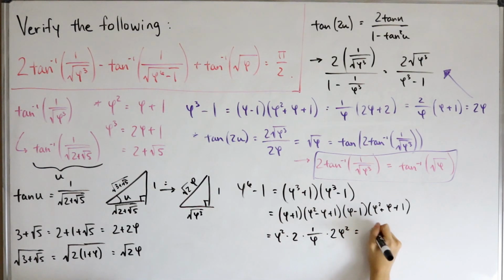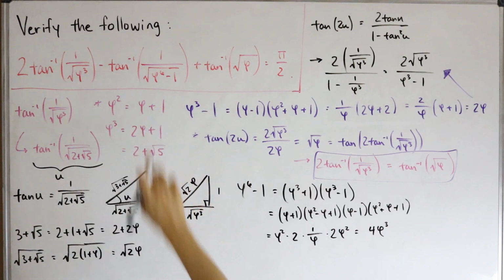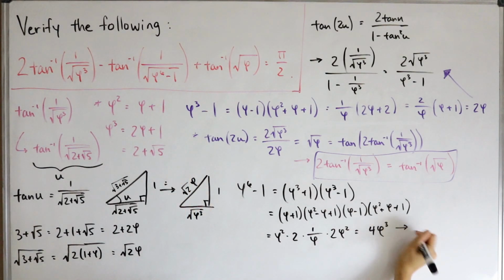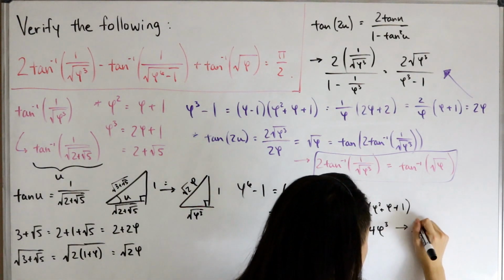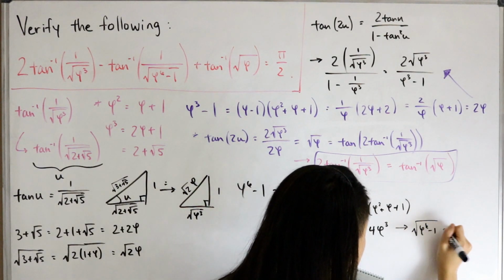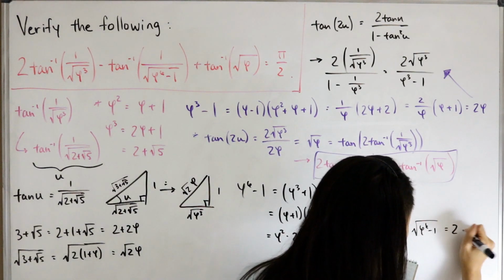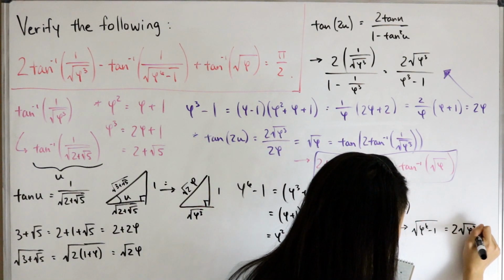And if you simplify this, I have 4 times phi cubed. Okay, so now that has to mean that, of course, that's equal to phi to the power 6. So that means I have to take the square root of both sides in order to get that denominator. So to the conclusion over here, I have that the square root of phi to the power 6 minus 1 is simply just equal to 2 times the square root of phi cubed.